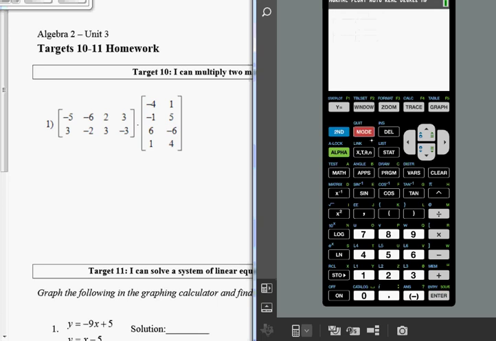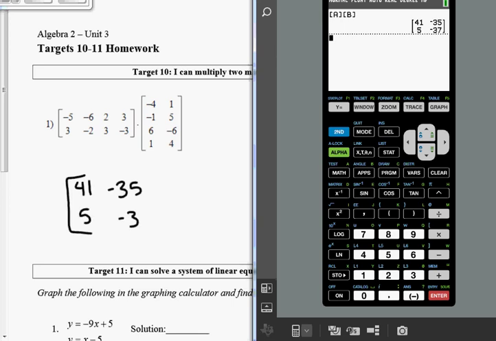When we multiply our two matrices, we go back into our second matrix. We don't need to go to edit. We'll hit enter on matrix A. We want to multiply that by matrix B, so go back in, scroll down to B and hit enter. Our calculator will multiply them together for us. So our answer here is a 2 by 2 matrix of 41, -35, 5, and -37.